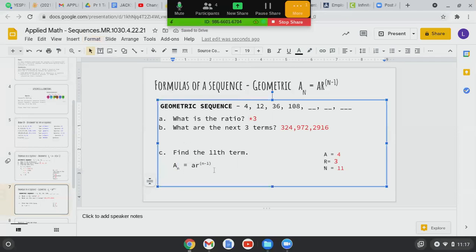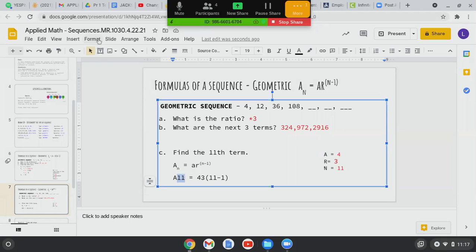All right, so again, let's put in the pieces. So we have A sub N equals, you said A times R, and then we got N minus 1. All right. Okay, so let me put these where they belong.